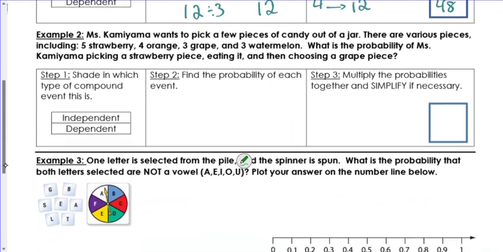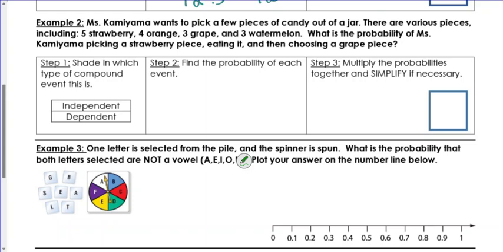Example 2. Miss Kamiyama wants to pick a few pieces of candy out of a jar. There are various pieces: 5 strawberry, 4 orange, 3 grape, 3 watermelon. What's the probability that Miss Kamiyama picks out a strawberry piece, she eats it, and then she chooses a grape? So that step in the middle is really important. Once we eat that strawberry, there's one less in there. So to start out, we have 5, 4, 3, 3. That's a total of 15. There are 15 pieces of candy here.